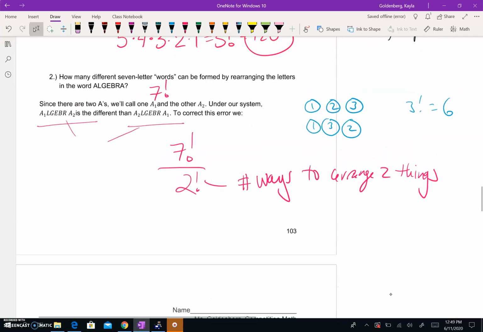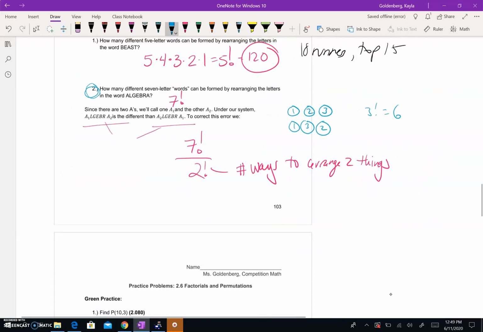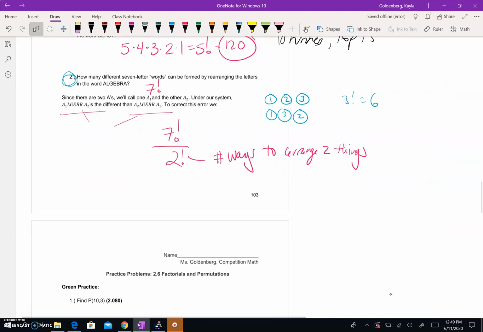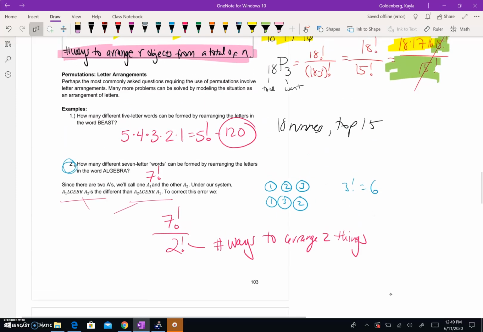So that is the last problem. This one is just kind of a more complex version. So this is the end of our video on permutations, and the practice problems that follow on the next page, we're going to do those tomorrow during class.